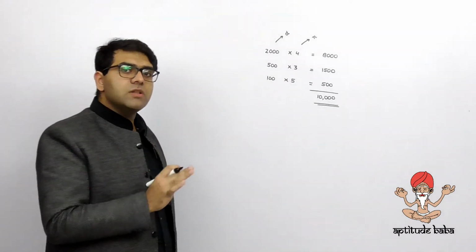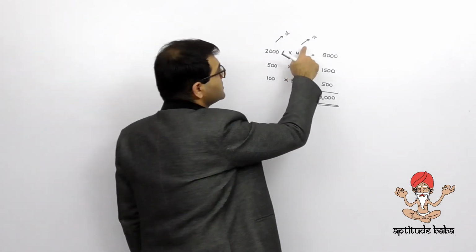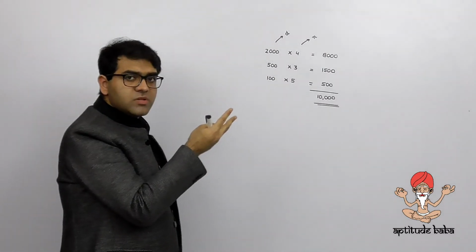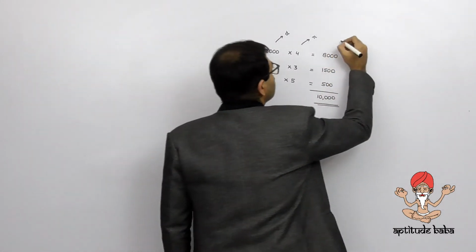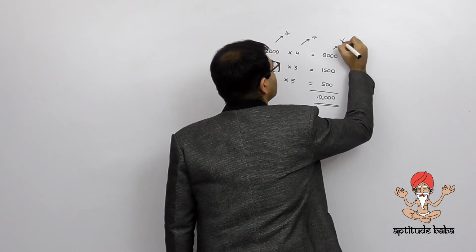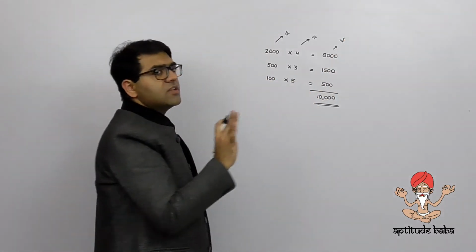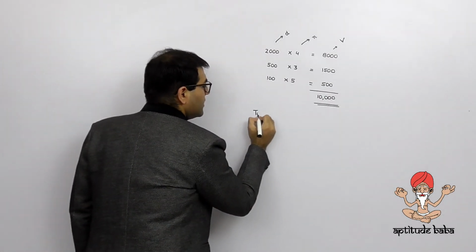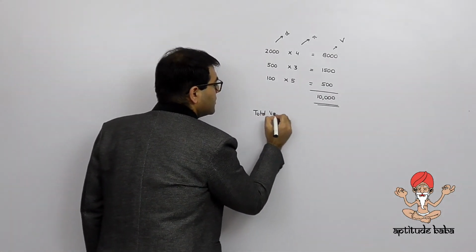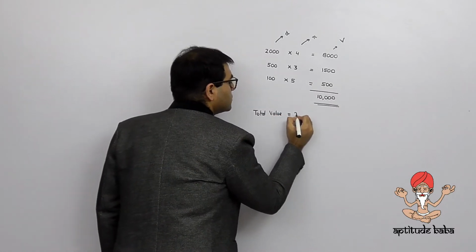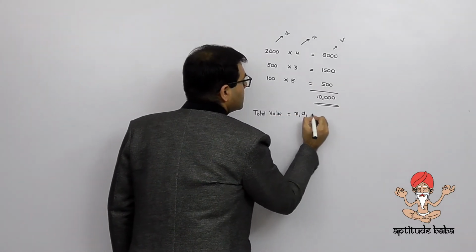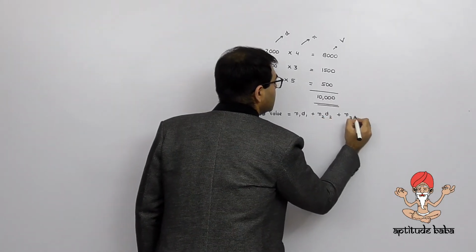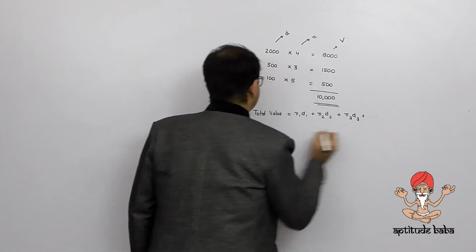The concept that we are developing here is that we have two variables, the number of denominations and the value of denomination. These are the two variables which when multiplied give me the third variable, which is the value contained in that denomination. In some standard textbooks we also see this kind of equation: total value is equal to n1 d1 plus n2 d2 plus n3 d3 and so on.